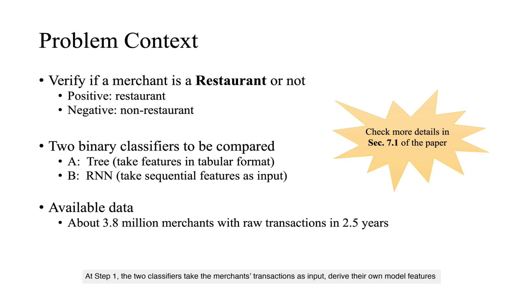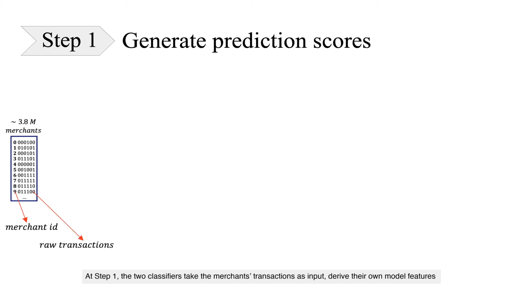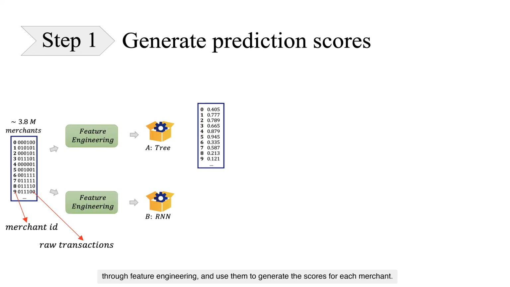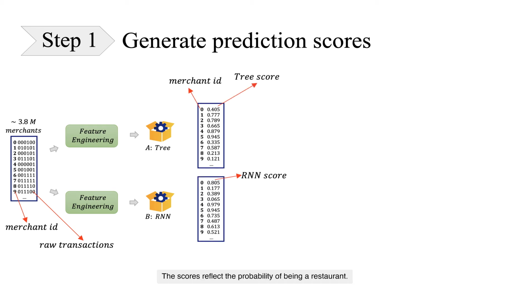At step 1, the two classifiers take the merchant's transactions as input, derive their own model features through feature engineering, and use them to generate the scores for each merchant. The scores reflect the probability of being a restaurant. Note that we do not need model-level details of the two classifiers, as our approach is model-agnostic.